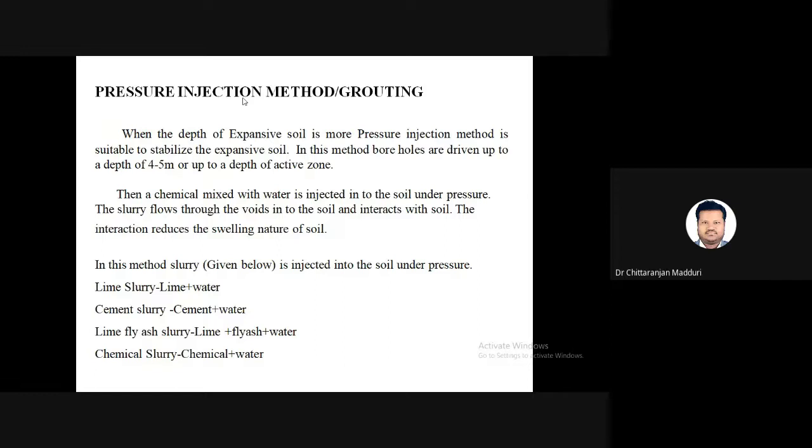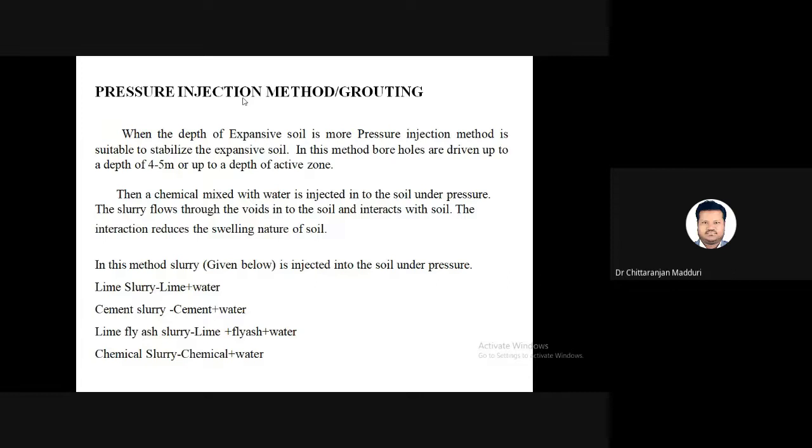So in this method, boreholes are driven up to a depth of 4 to 5 meters, or up to the depth of the active zone. Active zone means the depth up to which expansion and shrinkage of soil will take place. Then the chemical is mixed with water and injected into the soil under pressure.